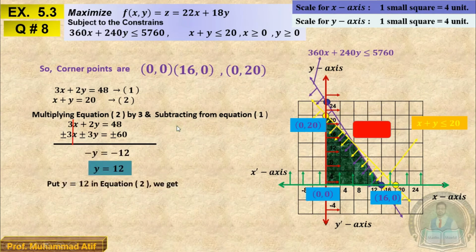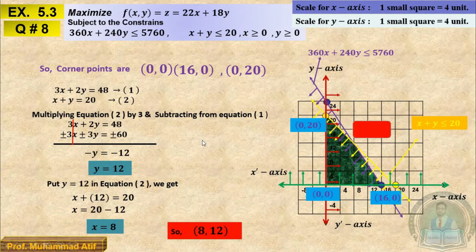Just replace this y in equation 2 or 1, we have x is equal to 8. So your final corner point is 8 and 12. So in this question we have 4 corner points. Now we move on to our next step, which is just to put these corner points into the objective function.